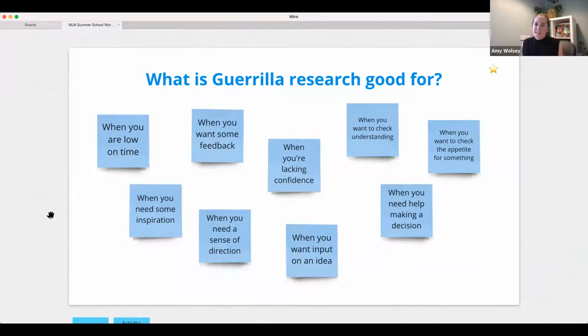So what is guerrilla research good for? Now, there are loads and loads of different research methodologies, hundreds, lots of different ways that you can gather feedback, gather input on an idea or a process or an experience. And guerrilla research is just one of them. And there are lots of different things that it can be really useful for.